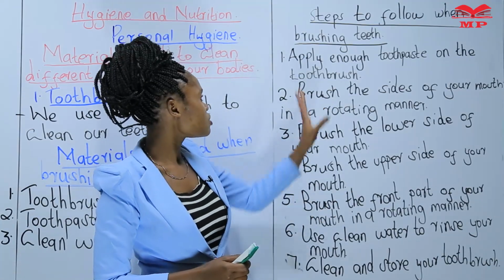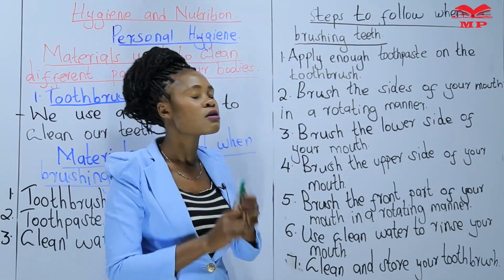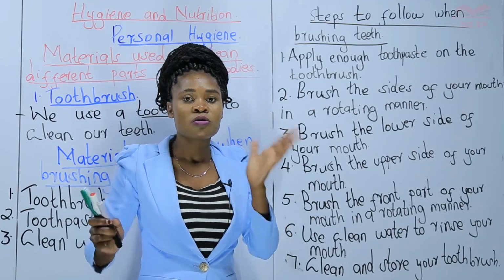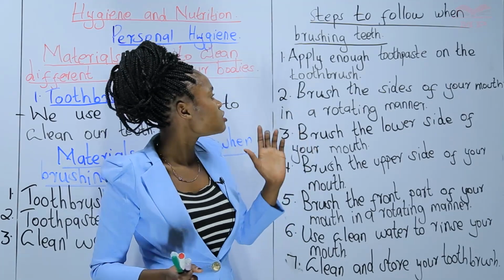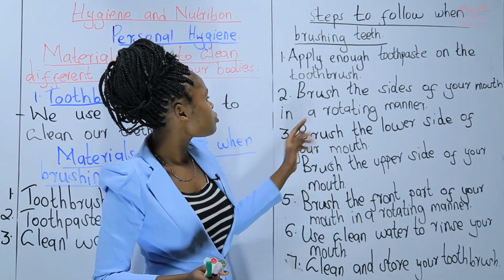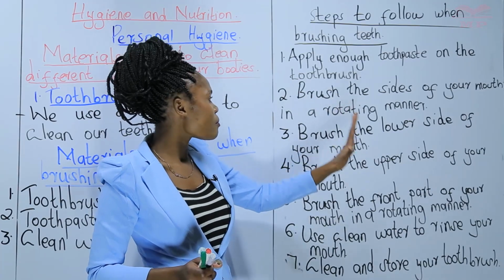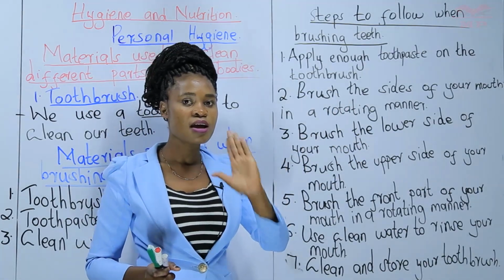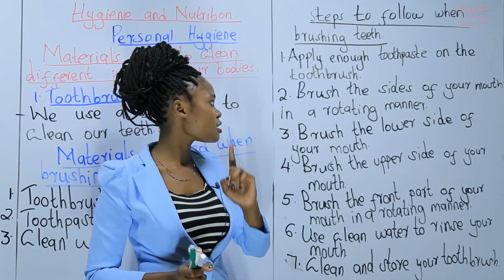So these are the steps that we follow when brushing our teeth. The first step is you apply enough toothpaste on the toothbrush. Make sure it is enough. Don't put too much toothpaste or less toothpaste. Step 2, brush the sides of your mouth in a rotating manner. The sides, you brush this side and this side in a rotating manner.